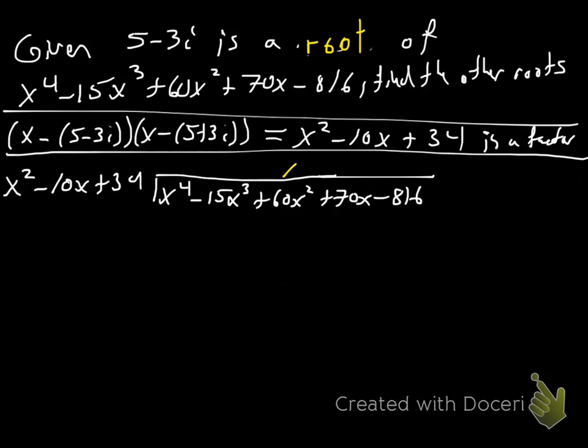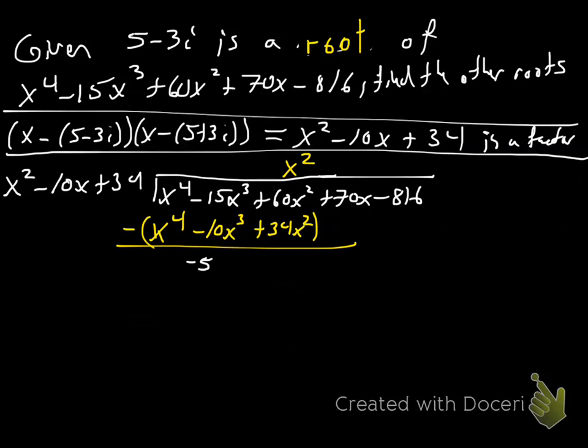So x squared times x squared will give me x to the fourth. Negative 10x times x squared gives me negative 10x cubed. 34 times x squared gives me 34x squared. And we're going to subtract. x to the fourth minus x to the fourth, there's no x to the fourth, so that's gone. Negative 15 minus negative 10 will be negative 5x cubed. 60 minus 34 should be 26x squared. Bring down your next term, which is the 70x, and play the same game all over again.